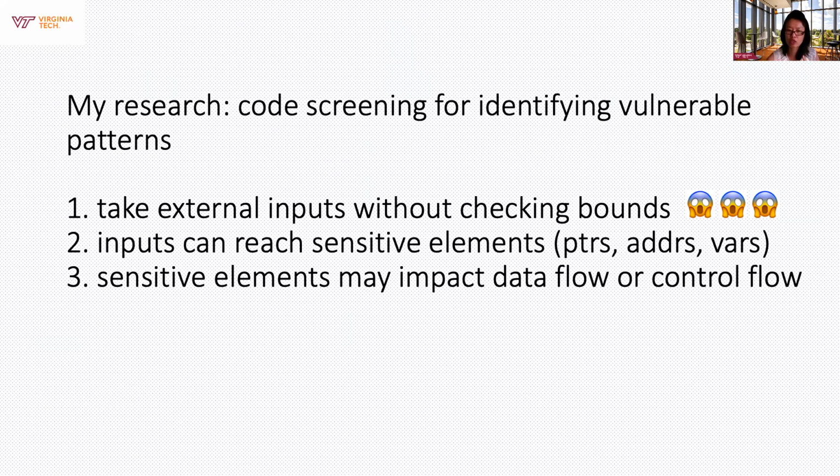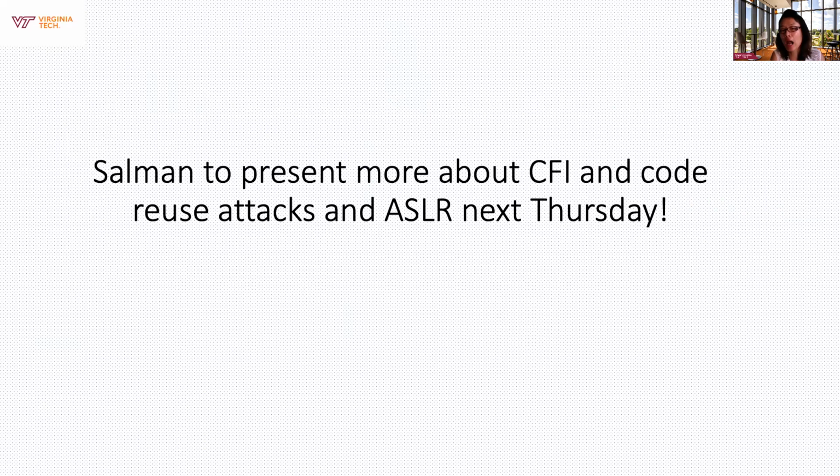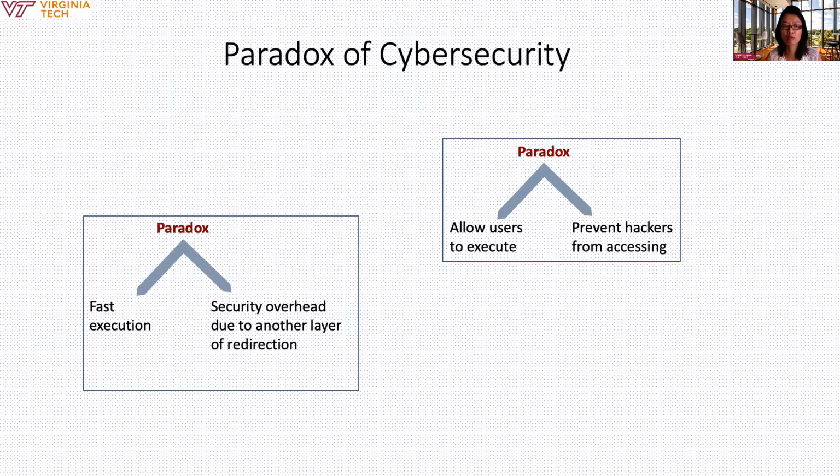You take external inputs, you don't do boundary checking, and then the input can reach sensitive data elements, pointers, addresses, and so on. If the input is just standalone, nobody uses it for anything, or the way it's allocated cannot reach any useful information, that's probably fine. The sensitive elements can impact data flow and control flow, and this would connect the attacker with your sensitive data flow and control flow. In this case, this is a high risk pattern. So just understand your code a bit more, and then you'll be able to detect them and prevent them. Salman will talk a little bit more about this.